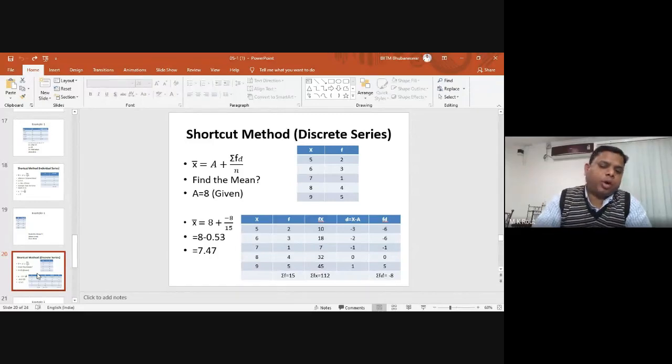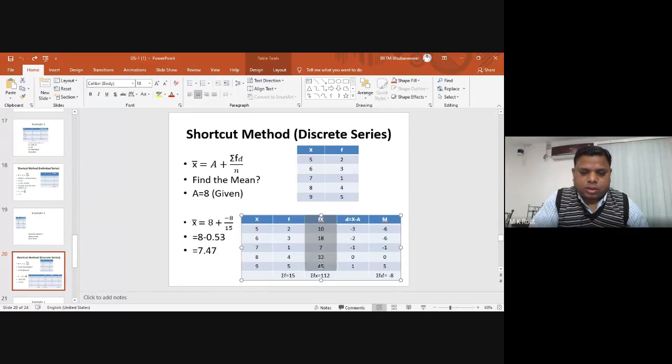If you look at the data, the first column represents x, that includes 5, 6, 7, 8, 9, and their frequencies are given as 2, 3, 1, 4, 5. So if you calculate this one, you can just delete this column to solve this one.